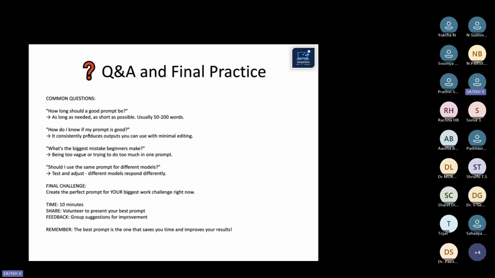So how do I know if my prompt is good? This is one common question that we all would be having. If you are satisfied with the output that the AI produces, and if you are able to use it with minimal edits, then your prompting is really good. What's the biggest mistake beginners make? They just explain the task and don't give any context. If we start giving more context, more knowledge in the prompt, we can get better output.